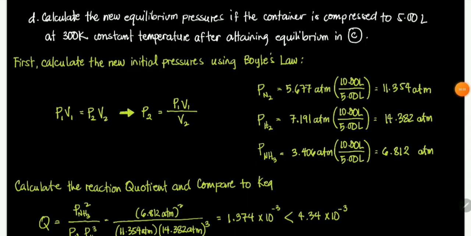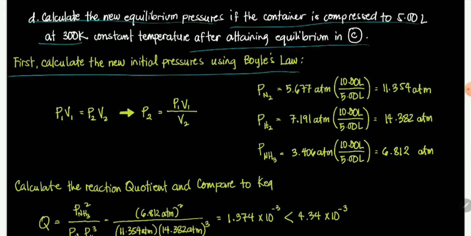Okay? So for this next part, let's calculate the new equilibrium pressures if the container is compressed to 5 liters at 300 K constant temperature after attaining the equilibrium in C. So nakalculate na natin yung mga equilibrium pressures kanina dun sa C. So dito, after reaching the equilibrium, i-compress natin yung container. Gagawin natin siyang 5 liters. So ano kayang mangyayari? So first, calculate natin yung mga bagong pressures using the Boyle's law.